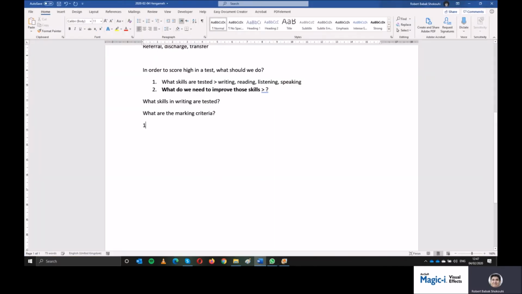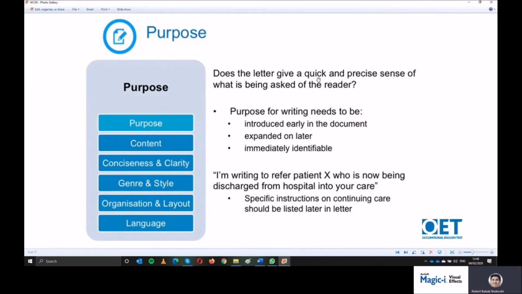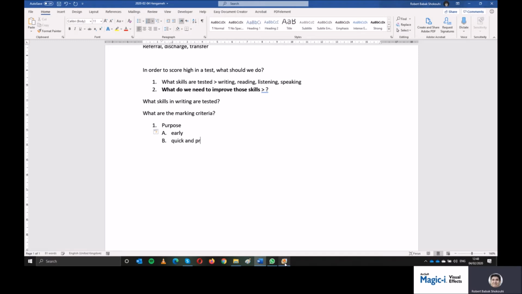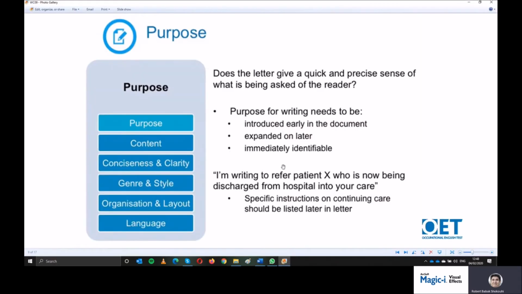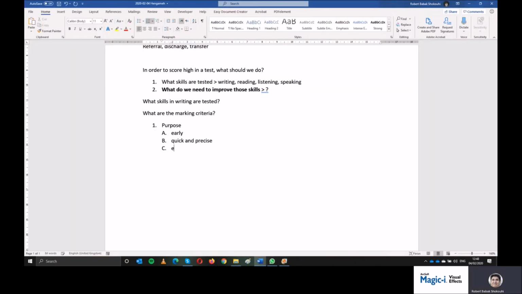So the first criterion here is purpose, and it needs to be said early in the document. Quick and precise. Introduced early, expanded on later, and immediate.